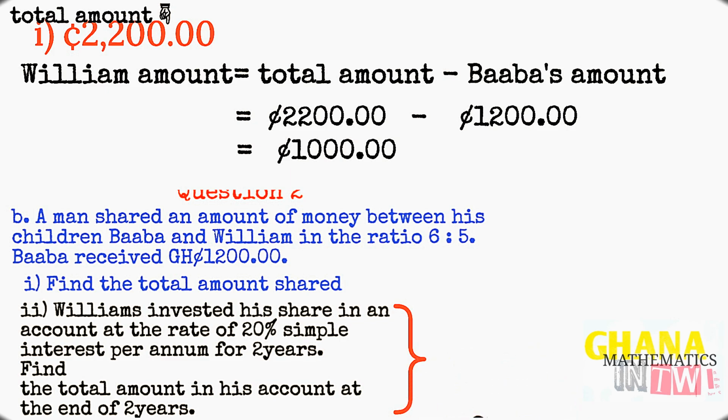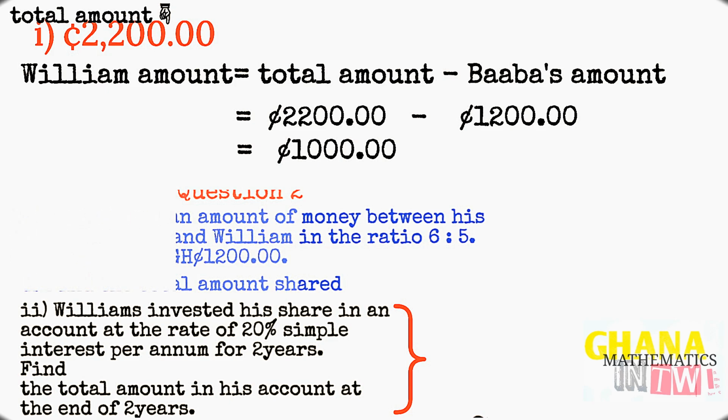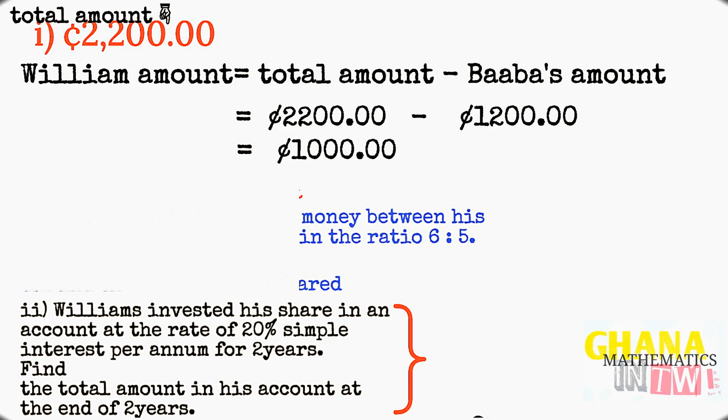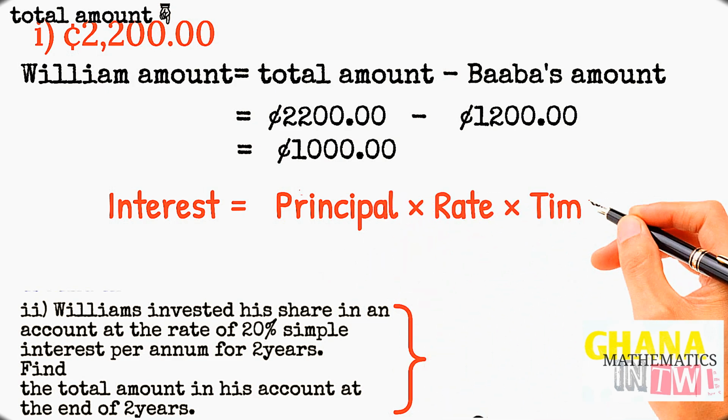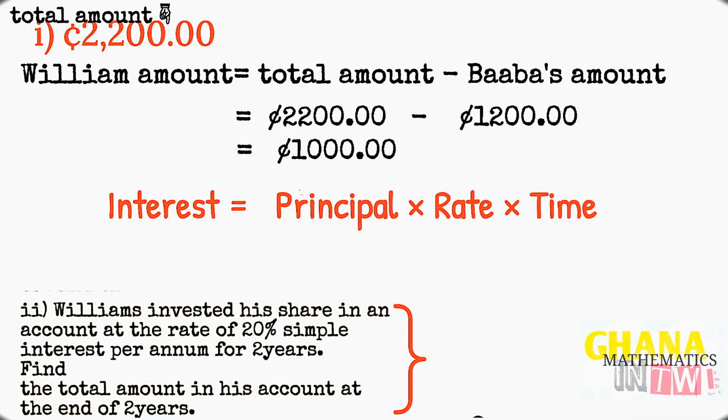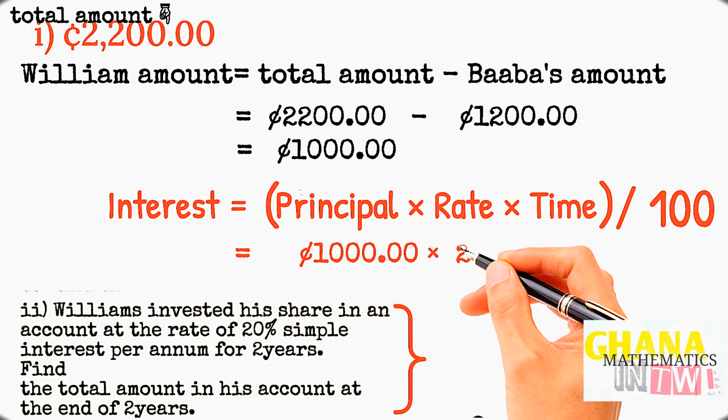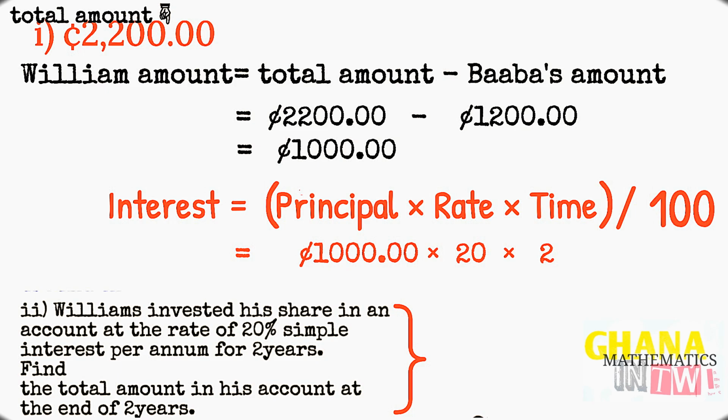I use the curly bracket to make a specification that I am dealing with Williams's interest. So interest is equal to principal times rate times time, over 100%. Let me put the principal, rate and time in brackets, then over 100. The principal is 1,000 cedis because we are talking about Williams's investment.